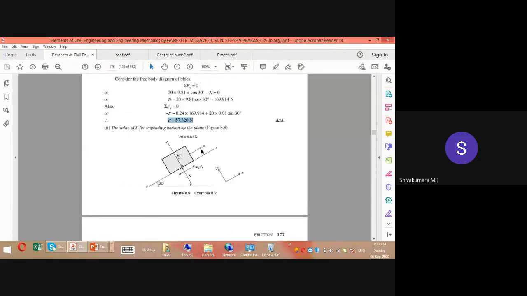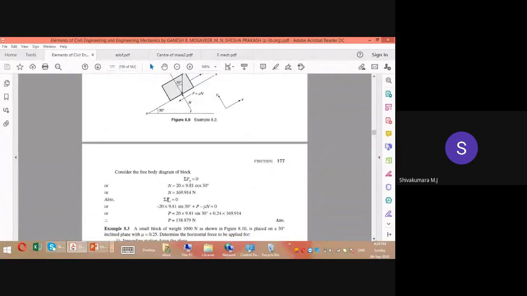The second case. What is the maximum value of P so that the object is about to move towards up? So see the direction of the frictional force. It is shown towards the left direction. So the object is about to move towards up, right? So in the free body diagram, the direction of F is shown towards left. So use the same equations, summation of Fy equal to 0, summation of Fx equal to 0. So the value of N you will get and the value of P you will get. So this is the maximum force which is required to bring this system to where it is about to move towards up.